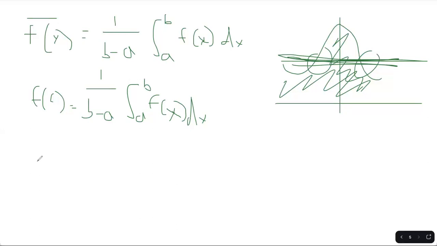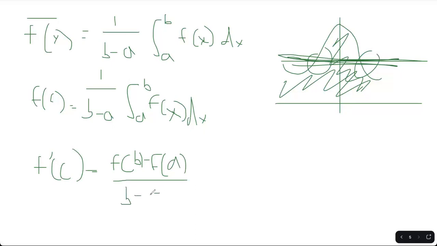Then there's the mean value theorem for derivatives, which says if f is continuous on the closed interval ab and differentiable on the open interval ab. That's a key point. That means there exists at least one c such that f prime of c, the derivative at c, is equal to the average rate of change of the interval. So f of b minus f of a over b minus a.